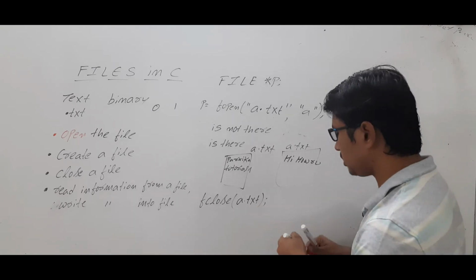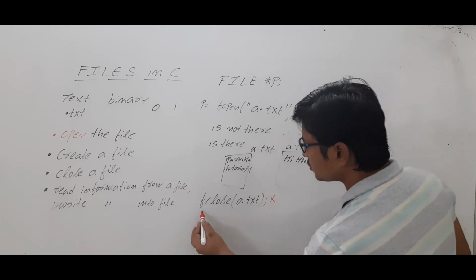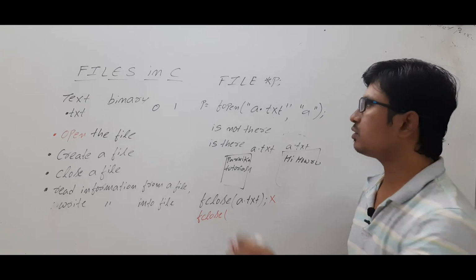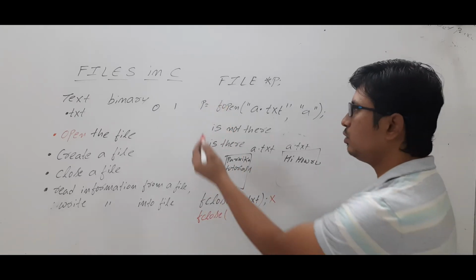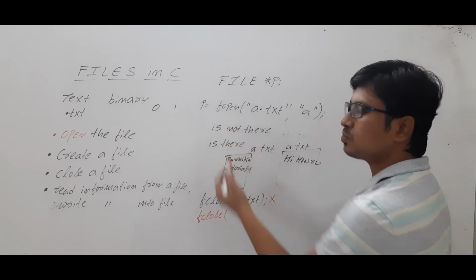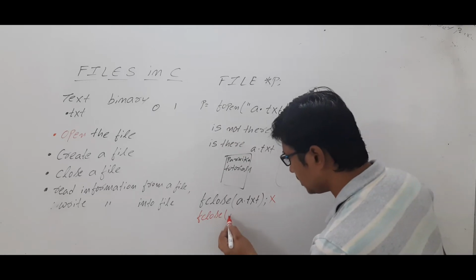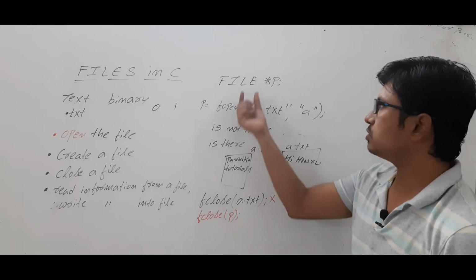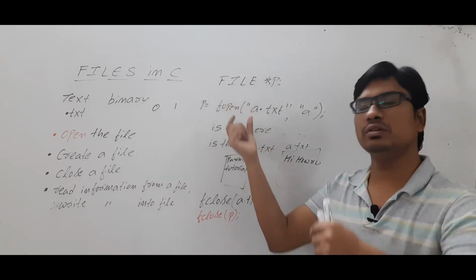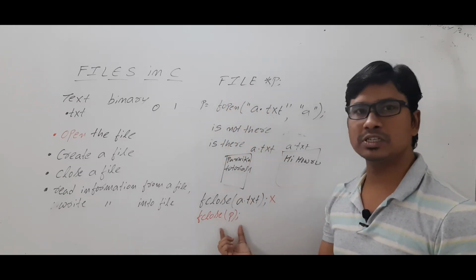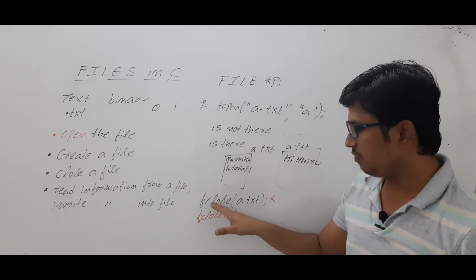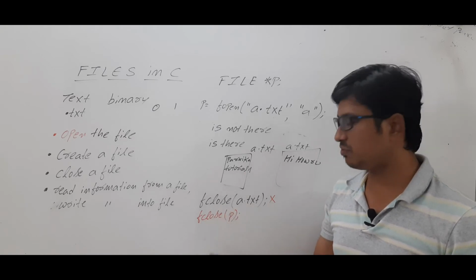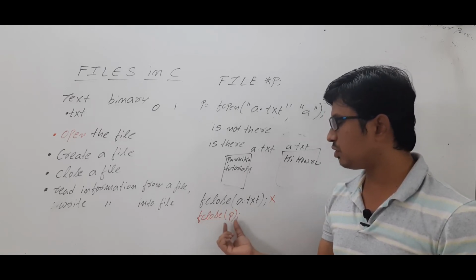This is absolutely wrong. The fclose function will take the pointer which is pointing to this file. Look here, the a.txt file is pointed to by the file pointer p. So you have to specify the file pointer only, because the file pointer points to the file. So if any files are opened, at the end of the program you should close the file by specifying fclose(p).